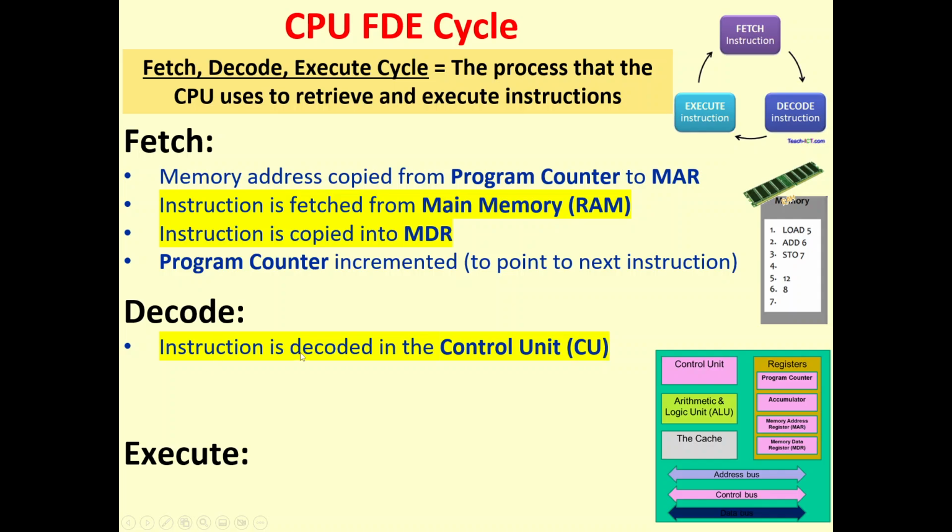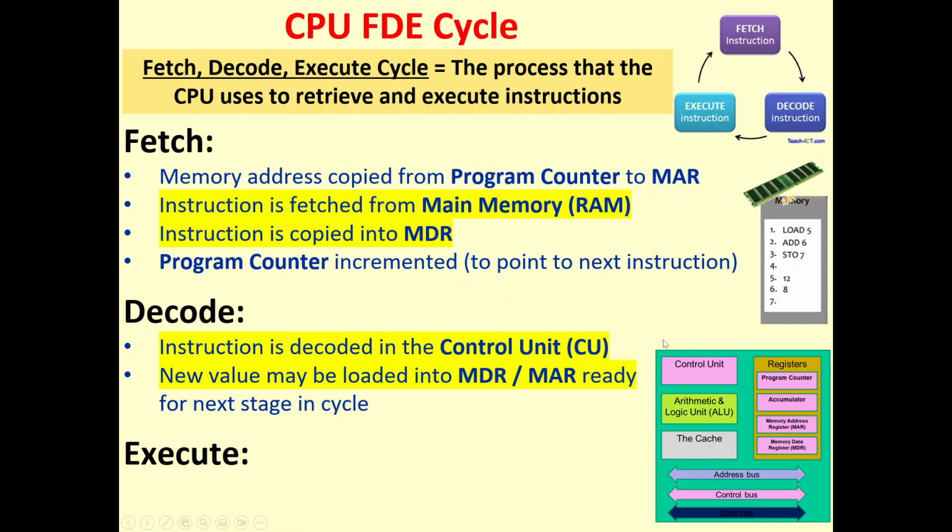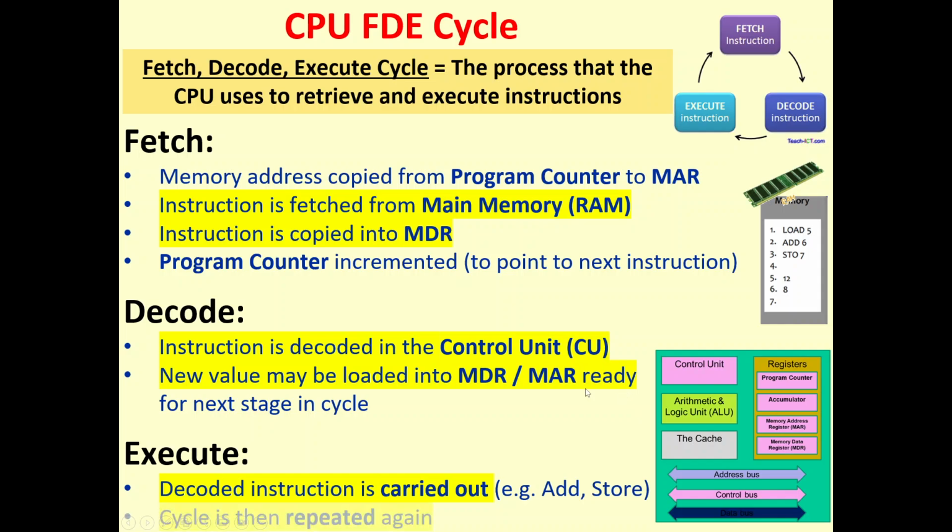Decode. The instruction is decoded by the control unit, and a new value may be loaded into the MDR or MAR ready for the next stage. And finally, execute. The decoded instruction is then carried out. And then the cycle is repeated with the next instruction. Fetch, decode, execute. Fetch, decode, execute, etc.